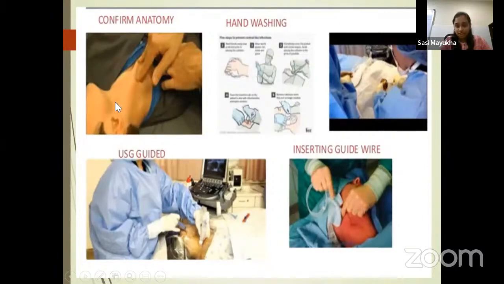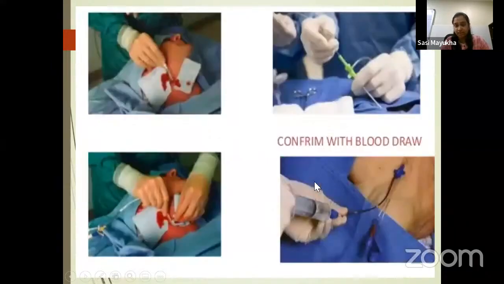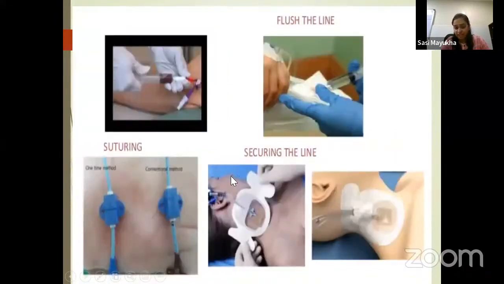So this is again a recap of what we have been talking about. First confirm the anatomy, after which use an ultrasound probe to see the location. Then with the ultrasound, puncture the vein. Then the guide wire has to be inserted. After the guide wire is inserted, use a dilator to dilate. Remove the dilator, place the catheter, aspirate and see if there is blood flow in all three ports. After which it has to be capped and a sterile dressing has to be placed.